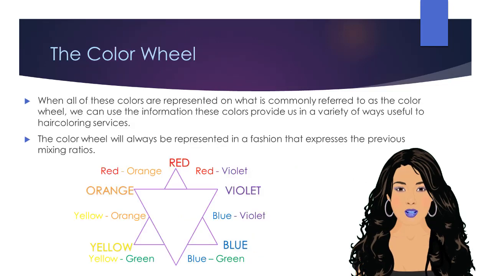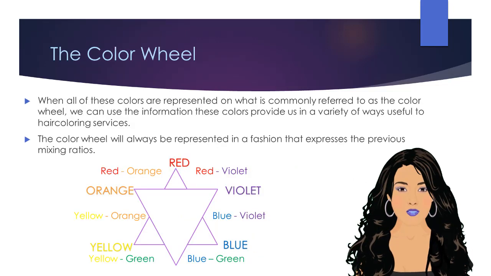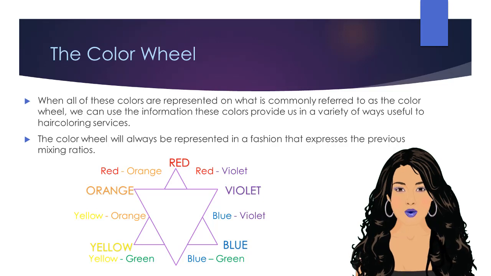When all of these colors are represented on what is commonly referred to as the color wheel, we can use the information these colors provide us in a variety of ways, all useful to hair coloring services. The color wheel will always be represented in a fashion that expresses the previous mixing ratios. The color red-violet will always be found on the color wheel, located between the colors red and violet, as it will always take those two colors combined to create that color.